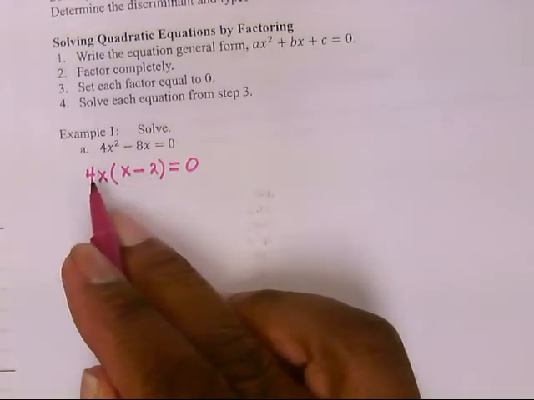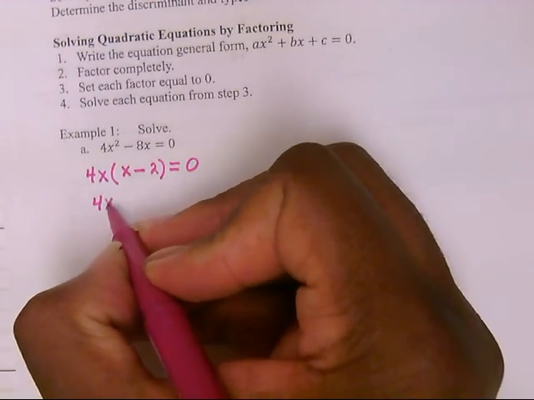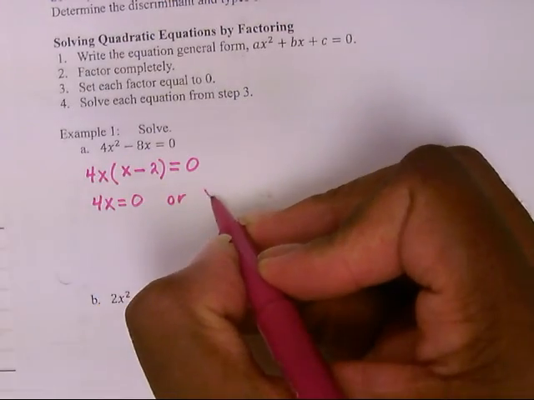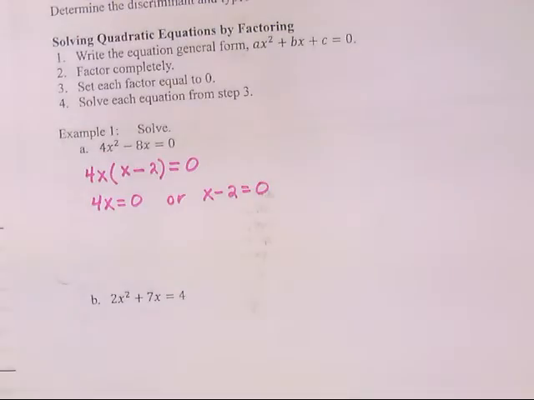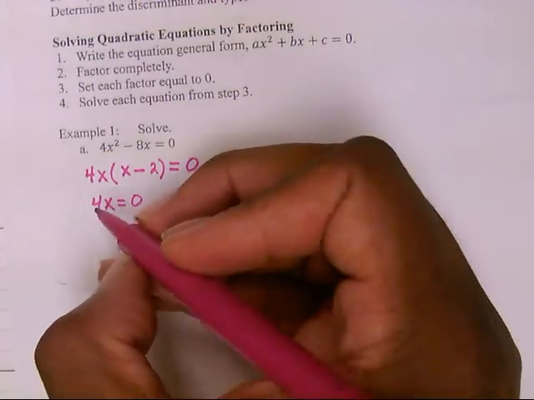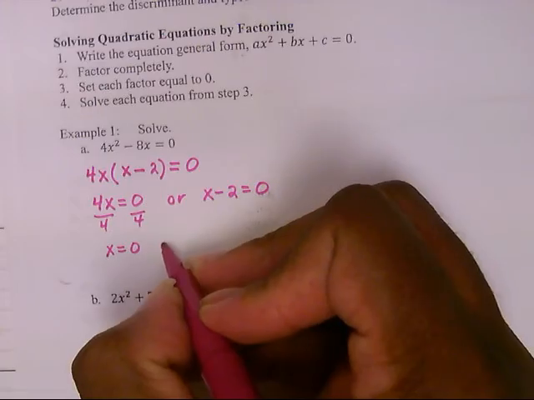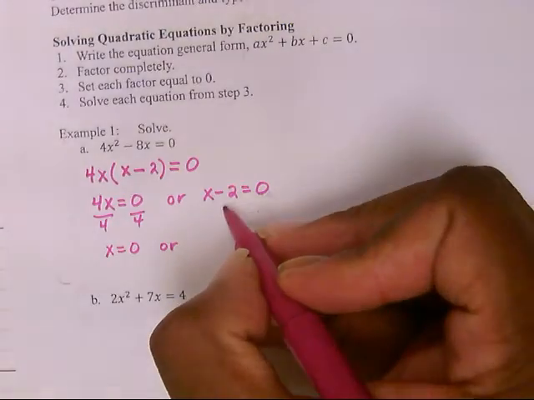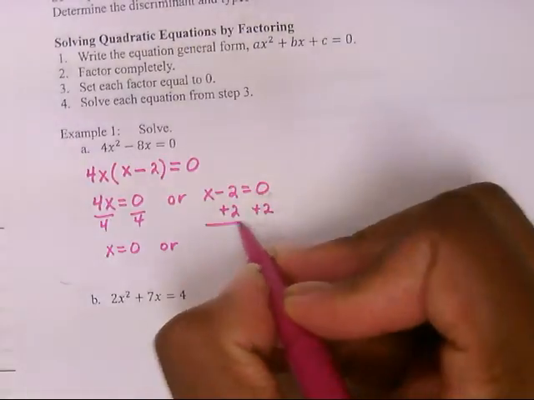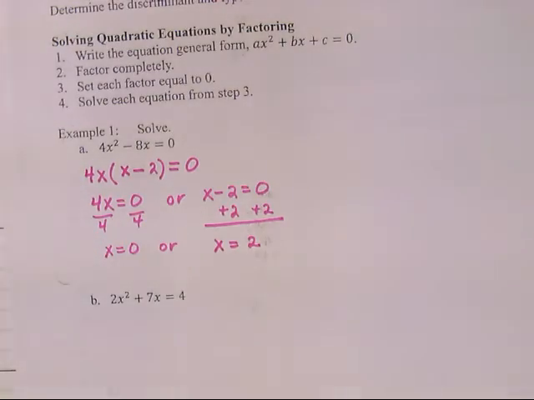And then we set each individual factor equal to 0. So this means 4x equal to 0 or x minus 2 equal to 0. And for each equation, we're going to solve for x. So here for the 4x equal to 0, divide by 4, you're going to get x equals 0. Or for the x minus 2 equal to 0, add 2, you're going to get x is equal to 2. So my two solutions are going to be x equals 0 or x equal to 2.